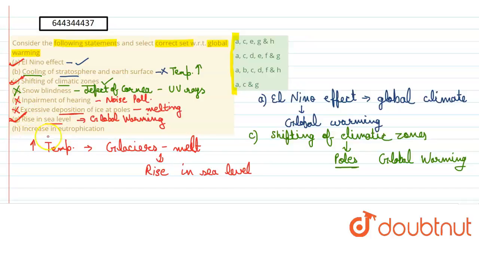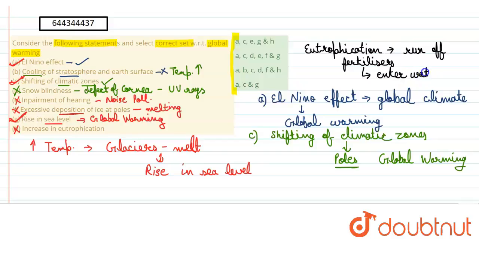And the last statement that we have is increase in eutrophication. This is also wrong, because what is basically eutrophication? Eutrophication is when the water bodies are progressively becoming high in nutrients, right? That is called eutrophication. And how does it happen? It is basically caused by runoff from the farms where fertilizers or pesticides are used in excess, and these fertilizers enter the water bodies, and the water bodies become progressively enriched with nutrients. But this concept is not related to global warming.